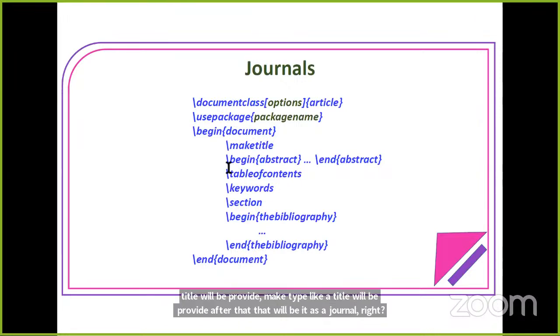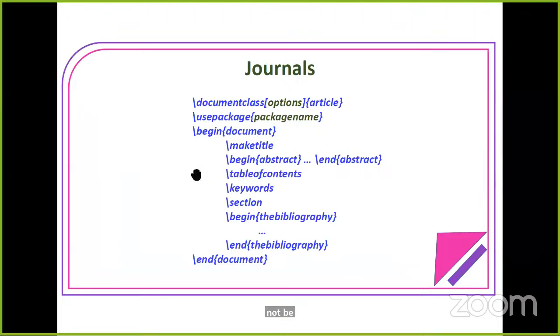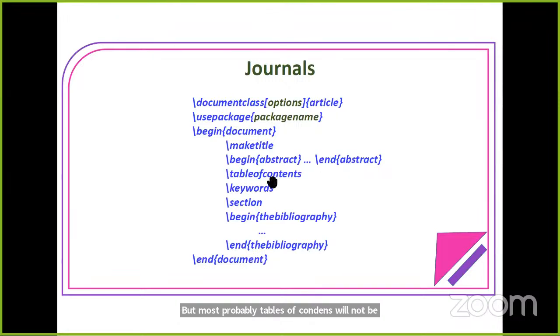Okay, so there will not be any table of contents available. Sometimes they will be having one, but most probably tables of contents will not be available. There is a mistake over here; there is no table of contents. So we will be having abstract as well as keywords, and we will be using only sections because chapters will not be available. So we will be using section, subsection, subsubsection, paragraphs, as well as subparagraphs.